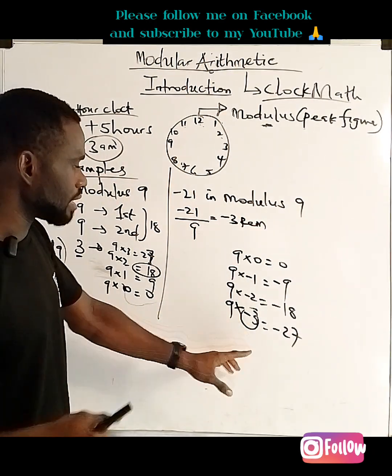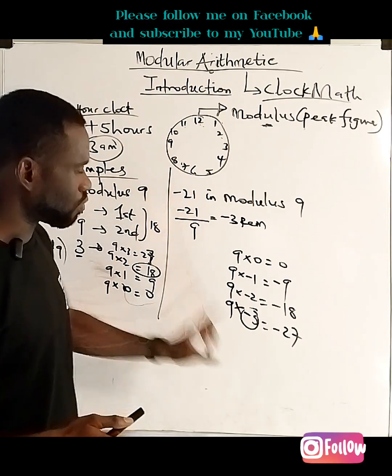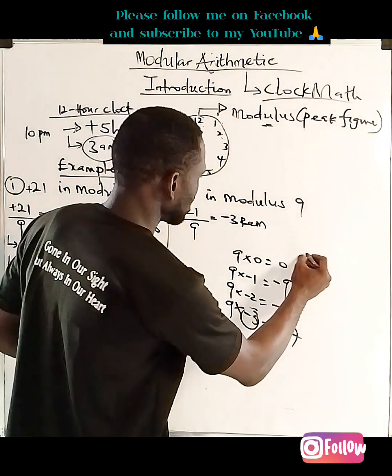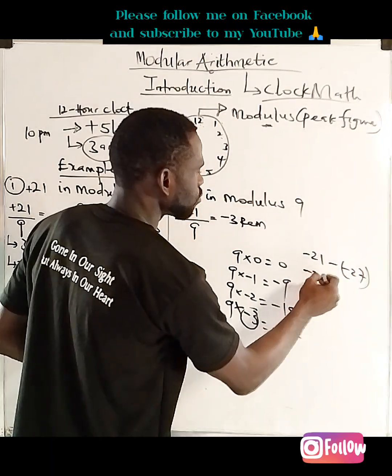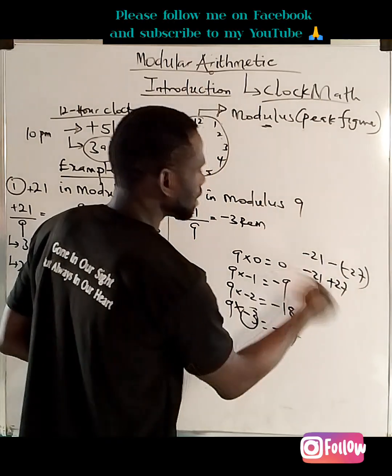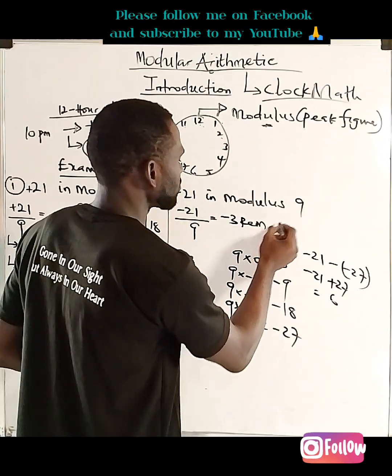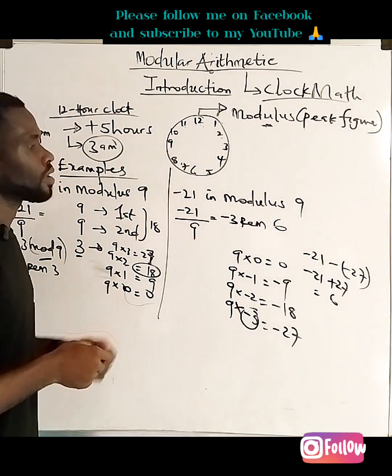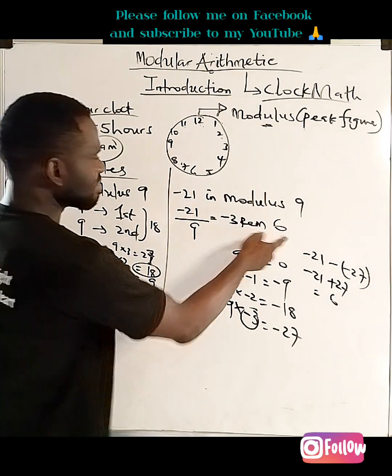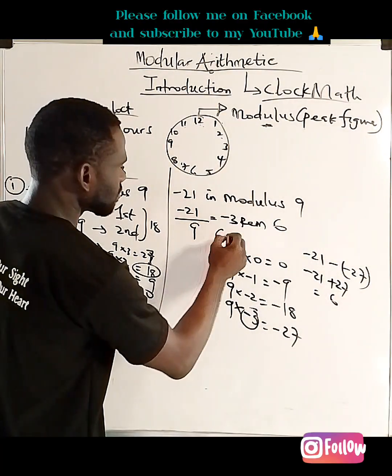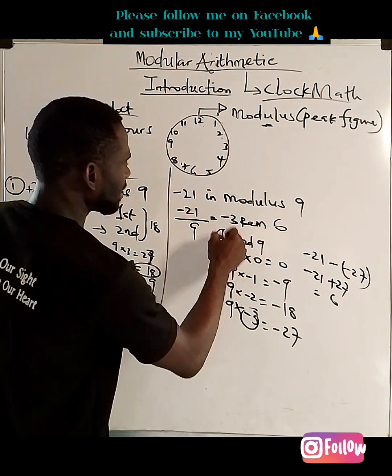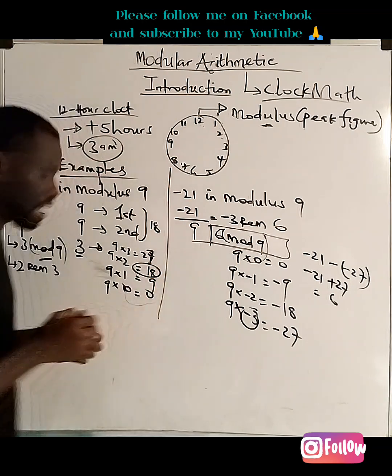So this is what you're looking for: minus 21 minus minus 27. That's minus 21 plus 27, which will give us 6. So minus 3 remainder 6. This remainder is simply the modulo we are talking about. So the answer is 6 modulo 9. That's the result, as simple as ABC.